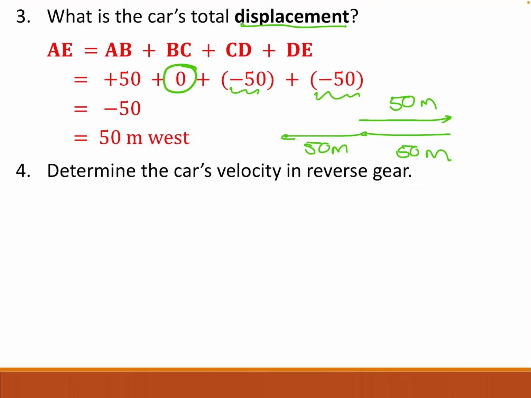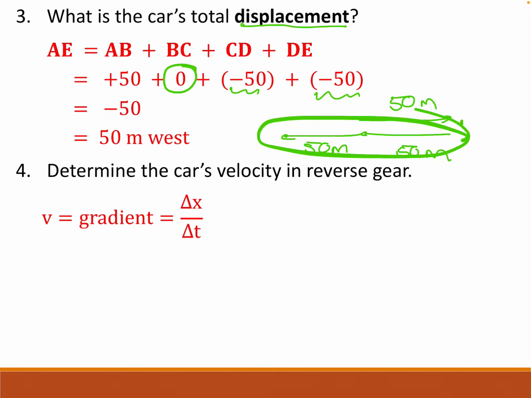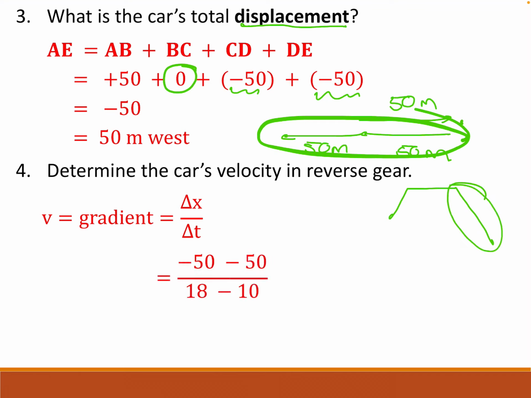They want the car's velocity in reverse gear. Reverse gear would be when it's going west. So if we look at our graph, we're going to look at the gradient. I need that gradient. Final displacement, there was minus 50. Initial, there was 50. Minus 50, minus 50. This was at 10 seconds. This was at 18. Minus 12 and a half. So that means it was 12 and a half meters per second west.